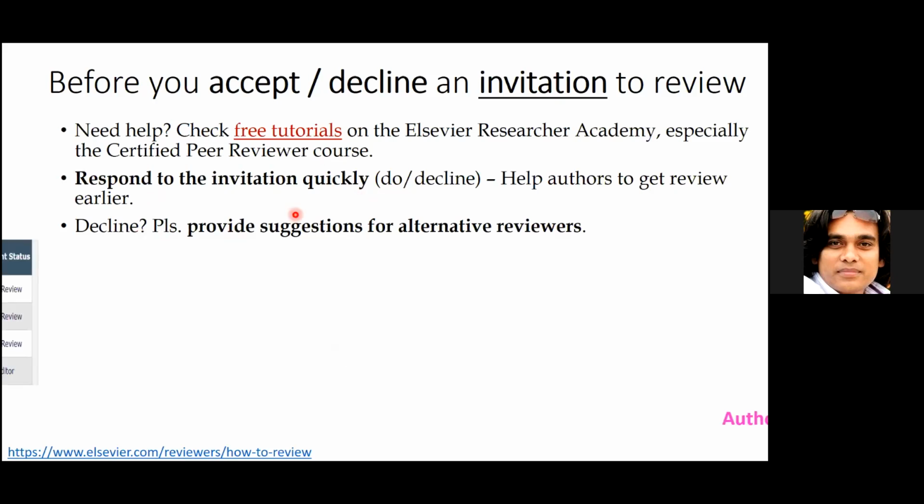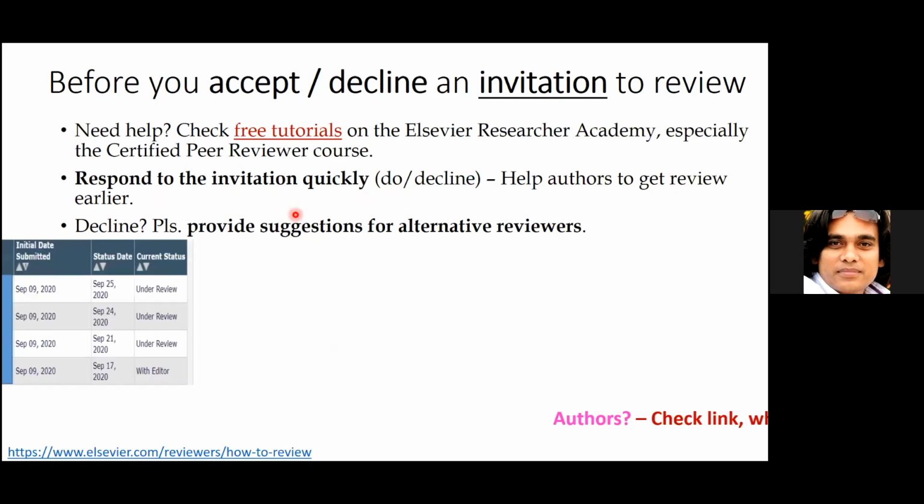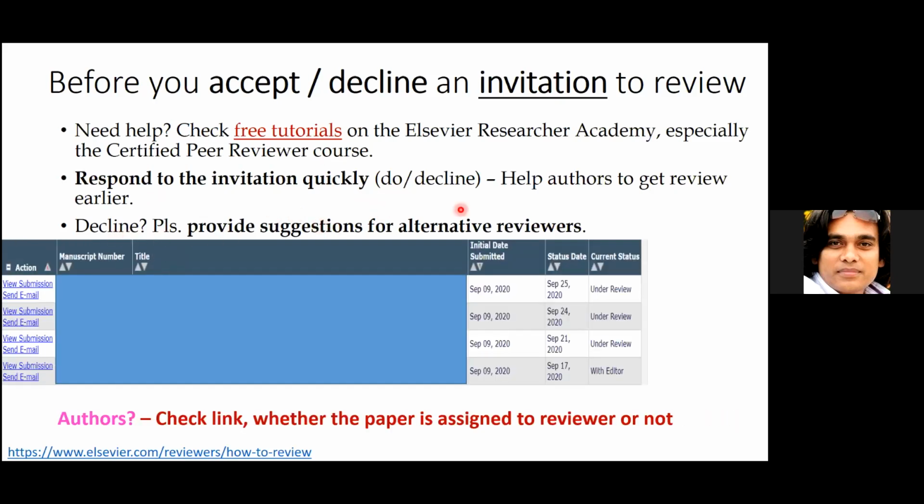So that's important. Sometimes what we do is give alternative reviewer suggestions: at this moment I'm busy, but my student or my former colleague or someone else can review. There are comment fields where you can put those alternative reviewers' names, and that is very important. Help the community.